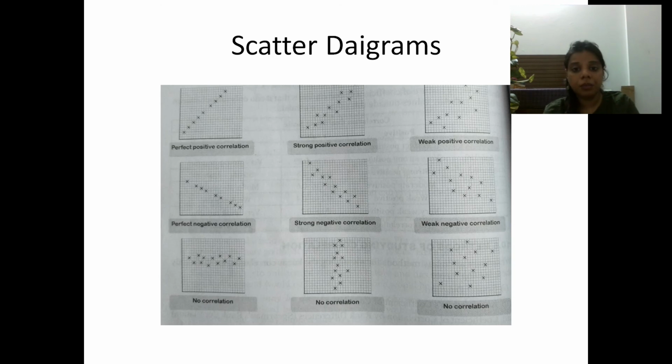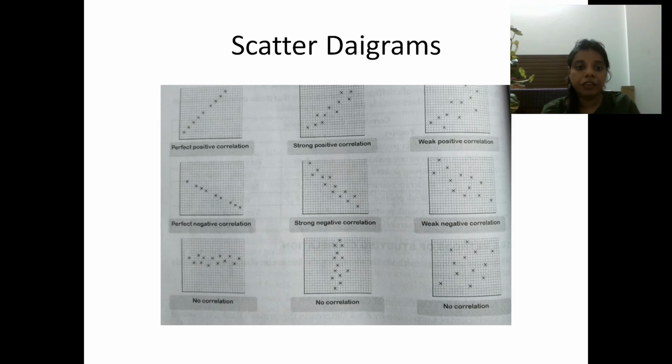So here are some of the patterns of the scatter diagram. Look at the first picture, which shows the perfect positive correlation. It is positively sloped and a perfect line. If it is given in a straight line, which is a very rare result, that means it's a perfect positive correlation.